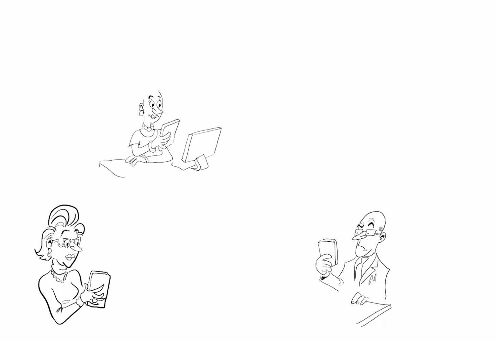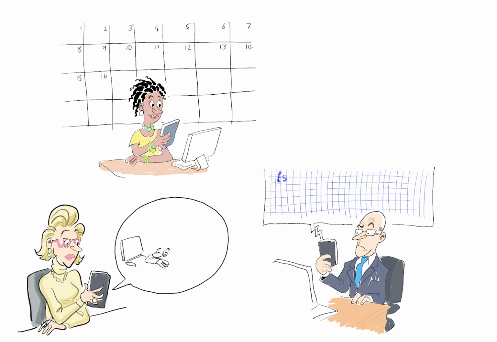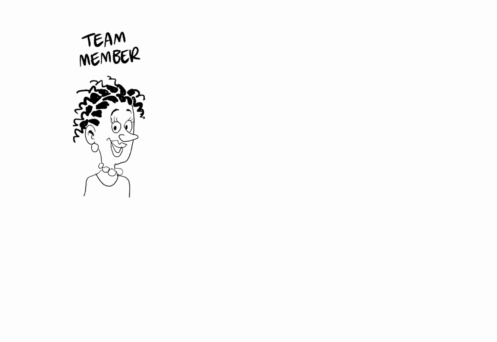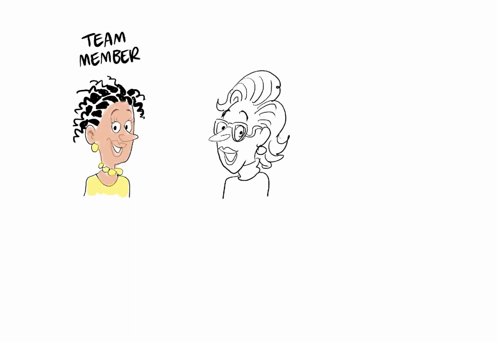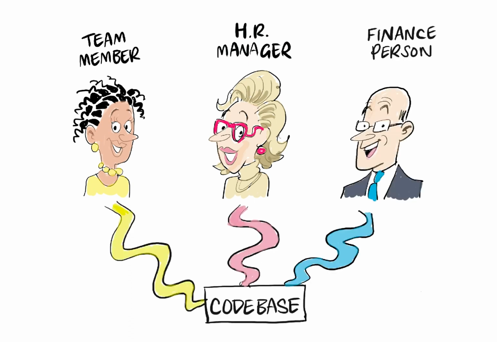Each of these roles will have very different needs, and they are likely to require different changes. Team members might want to record half days off. HR managers might want a new type of report. Finance people might want to change overtime pay calculations. The single responsibility principle recommends that each part of our code base should only ever need to change for one of these roles. But why is this a good thing?